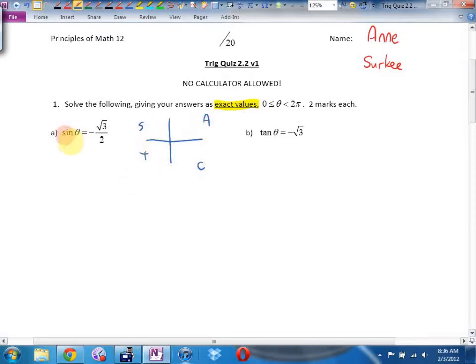Which trig function did they give me, Spence? Sine, negative or positive? Got to be in there. Then I say to myself, self, I need the reference angle. It would be helpful if I could find the reference angle. I need a triangle with a root 3 and a 2 in it.